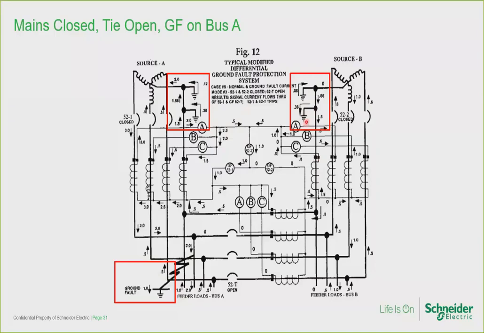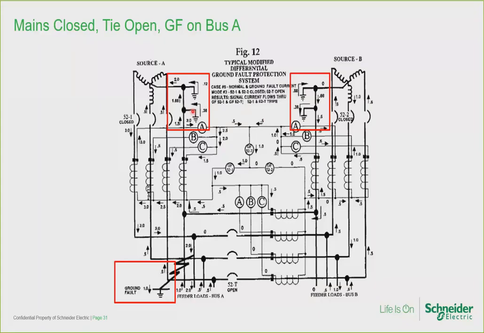The 0.38 per unit current flows through the switchboard ground bus to the system bonding jumper over at the left of switchboard A, right here, 0.38. So the 0.38 per unit flows into the system bonding jumper to return to the source A neutral.